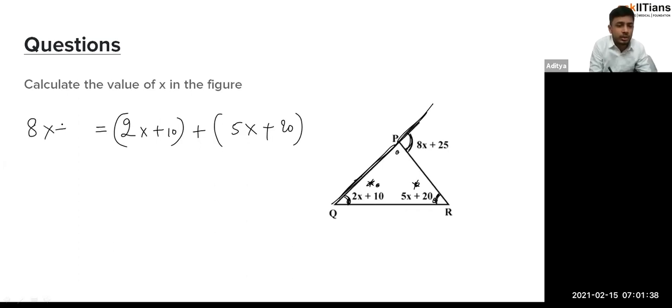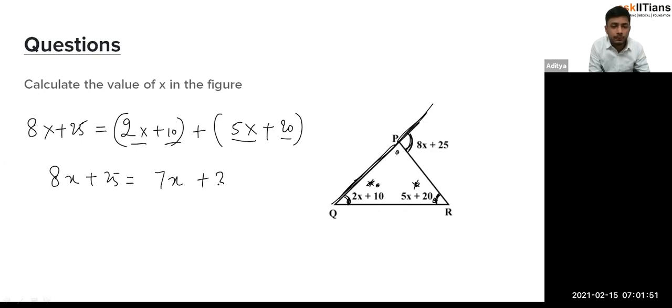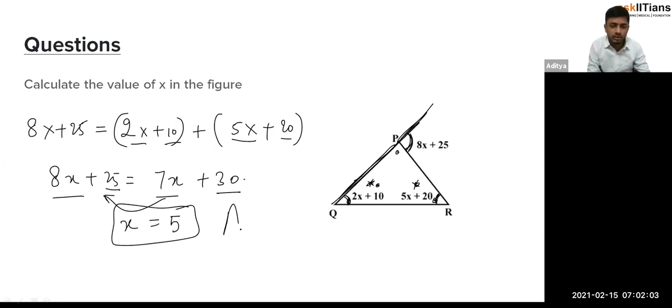8x plus 25. Now we can just solve this equation. What are we getting? 2x plus 5x would be 7x. 20 plus 10 would be 30, right? So 8x minus 7x would be x here, and 25 if we subtract from 30, so 30 minus 25 is 5. So this is our answer, correct? Here we have used the exterior angle property.